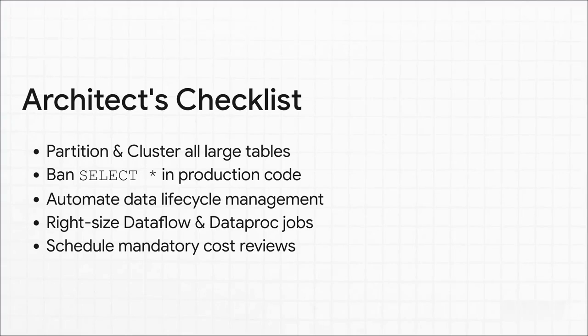So here they are. These are your new non-negotiables. This is your checklist for sanity. From now on, every big table gets partitioned and clustered. Period. The select star command is officially banned from production. Data lifecycles get automated, ETL jobs get watched and right-sized, and, this is the big one, we start talking about cost every single month, on purpose, not just when something goes wrong.